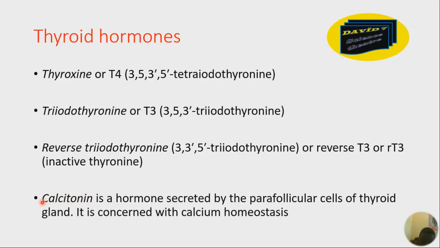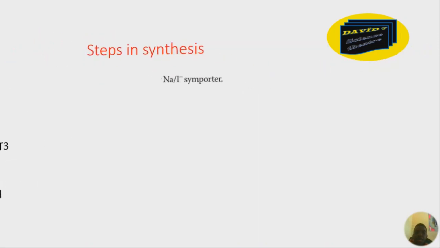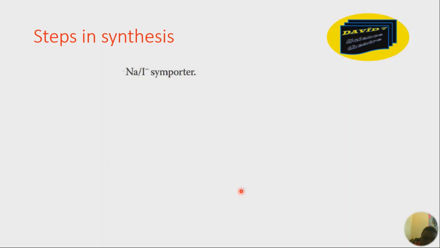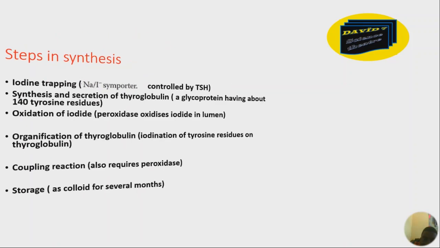Calcitonin is also from the thyroid gland. It is a hormone secreted by parafollicular cells of the thyroid gland and is concerned with homeostasis of calcium. Steps in synthesis. One is iodine trapping. We shall look at a diagram which is coming. Let's first go there and see it.